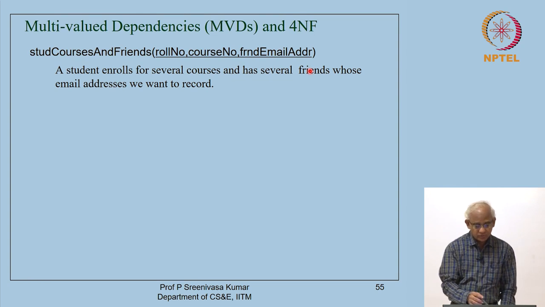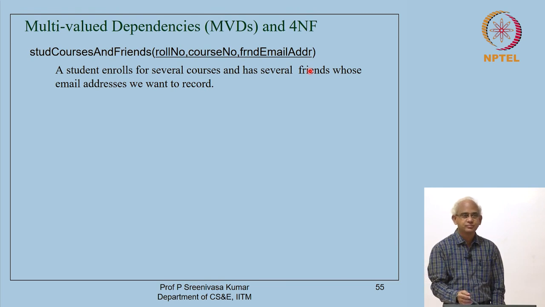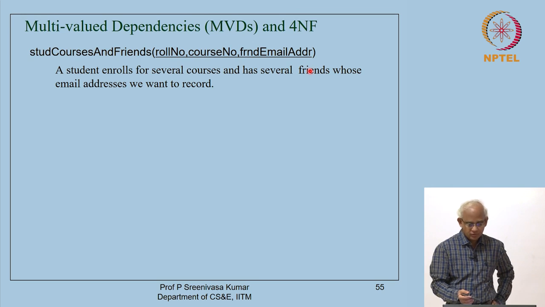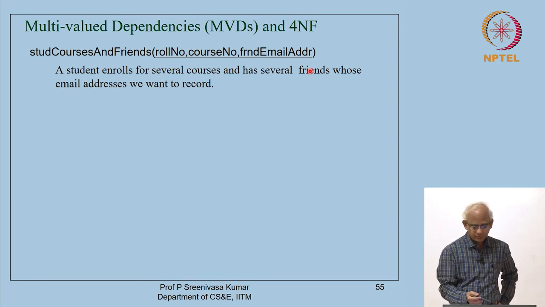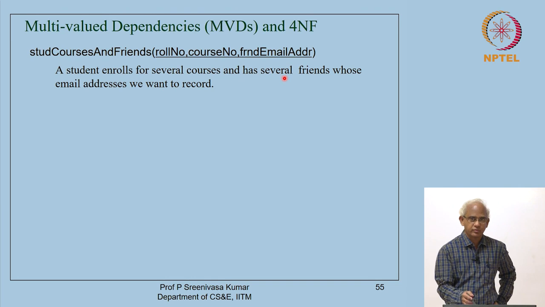And so, do there exist any non-trivial functional dependencies here? Does roll number determine anything, course or friend? In general not, because I have multiple courses I am doing and again I have multiple friends. Likewise, course does not determine anything and friend email address also does not determine anything. So, there are no functional dependencies among the three attributes that we have here.